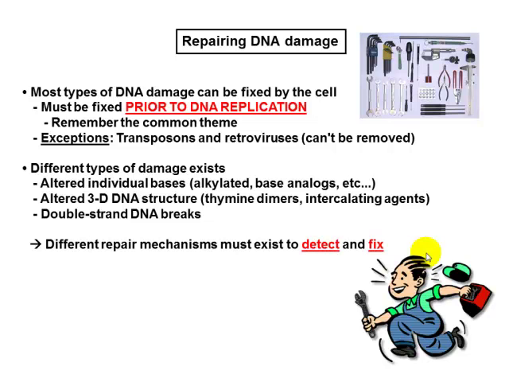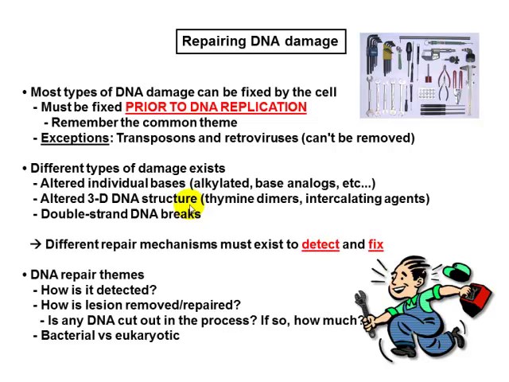Now, there are different types of damage repairs. You can have base repairs that will take care of bases that are altered. The same way you have different types of damage, you have different types of repairs. A lot of times, one type of repair will act on several types of damage, so you have more or less a backup mechanism. In case one repair mechanism fails, another one will pick it up, and the cell will be able to survive.